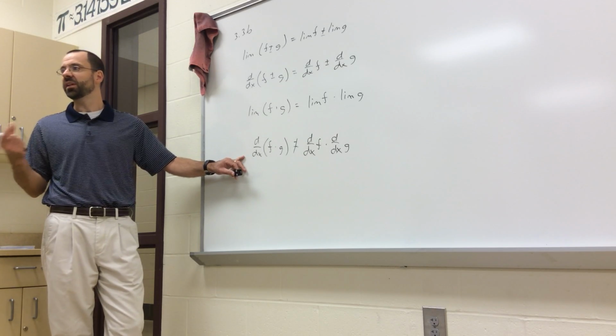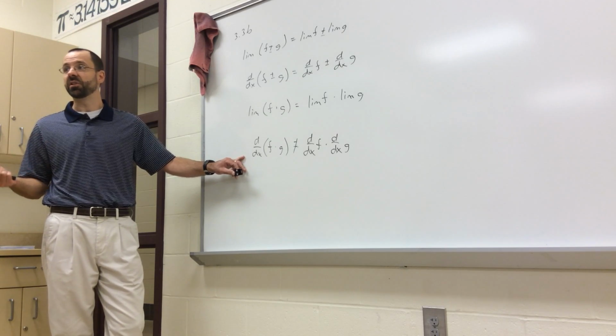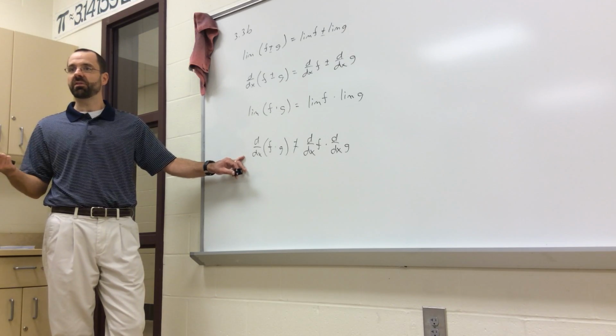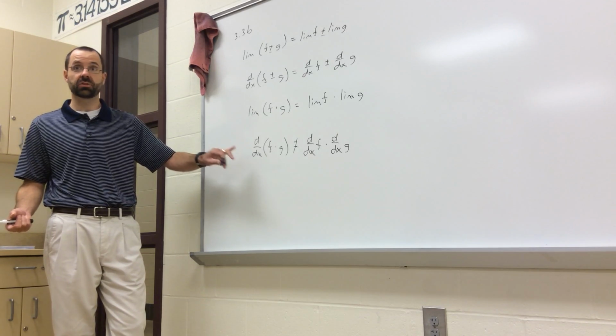So when you have two things multiplied together and you're trying to take the derivative of it, at some point you're probably accidentally going to take the derivative of the first thing times the derivative of the second thing. But that's the wrong way to do it. So just to reemphasize, this is not true.